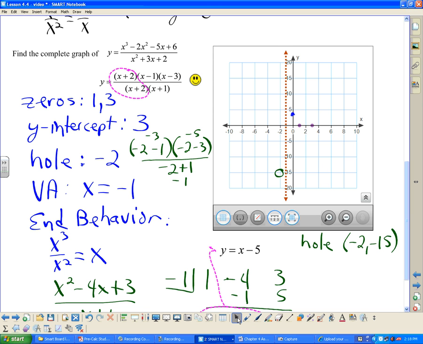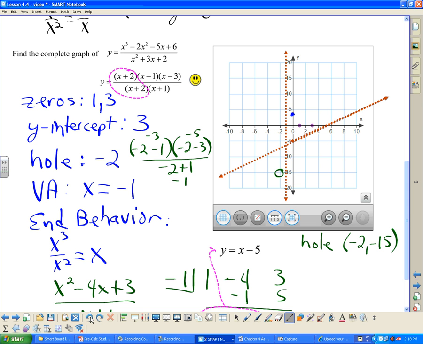And let's look at the rest of our asymptotes. And we have our end behavior. We have the slant asymptote, y equals x minus 5. So we have a y-intercept here at -5. And if I go up 1 and over 1, I'll end up with it going through here. And so we have this asymptote right there.